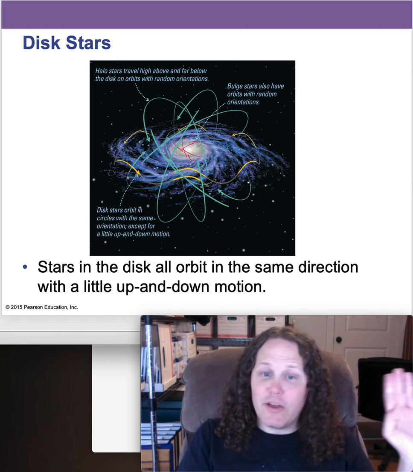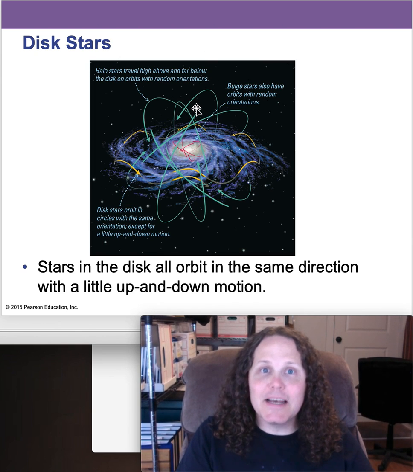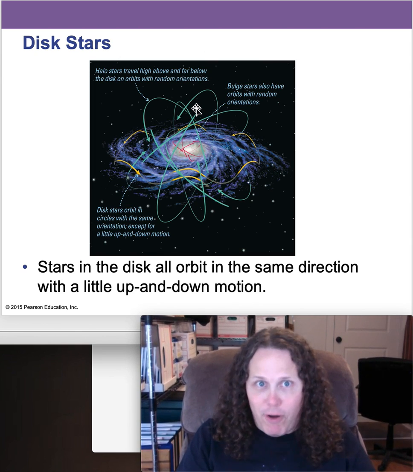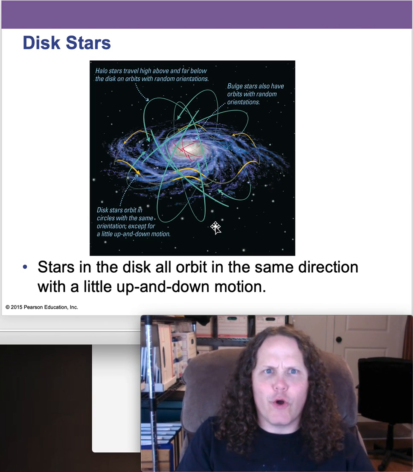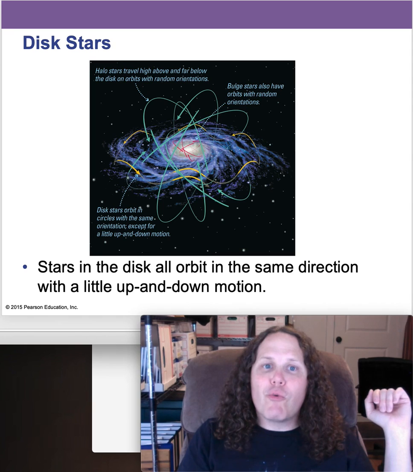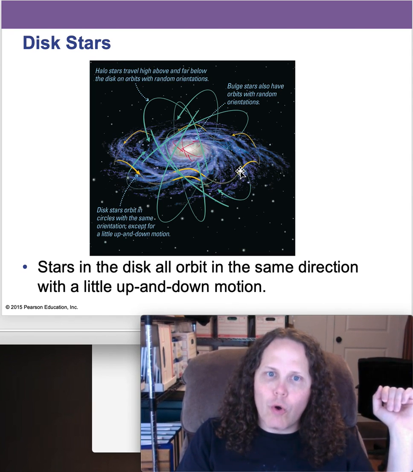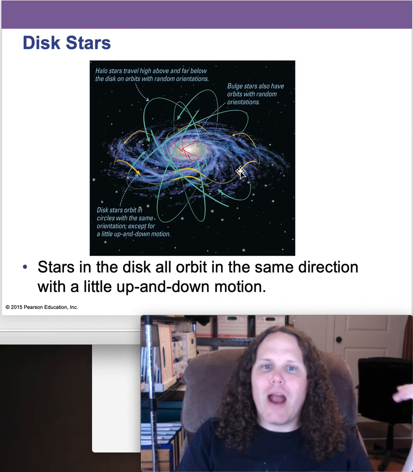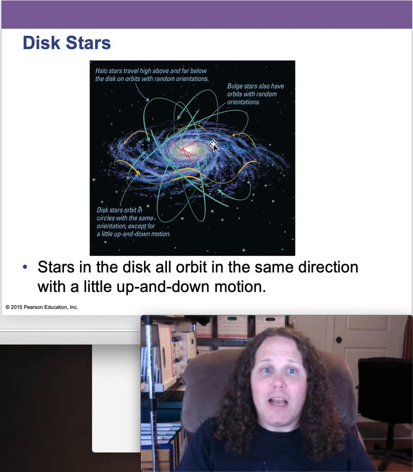Remember that objectively there is no up or down in space. So when I say above the disk, I mean away from it. And when I say below the disk, I mean away from it in the other direction. The gravity of the stars in the disk is always pulling the stars toward the disk. So if a star happens to be above the disk, it gets pulled back toward it. But the galaxy has no floor, so the star passes through the disk, and now it's below it.